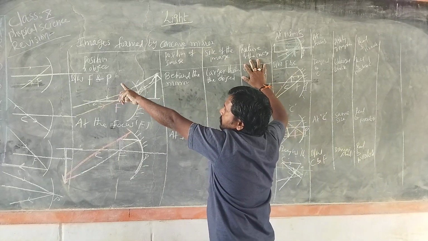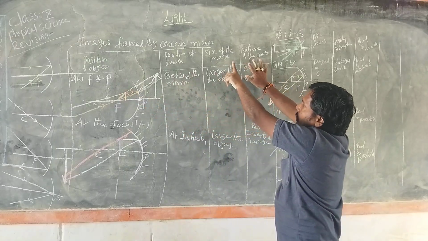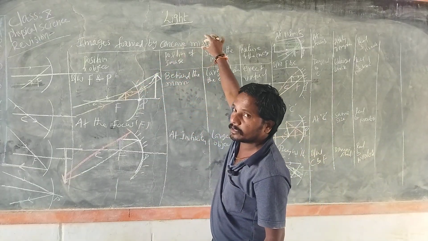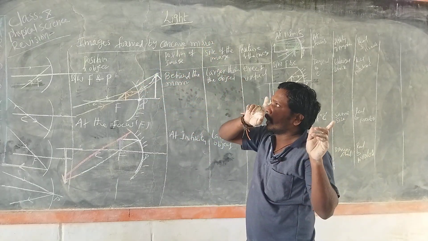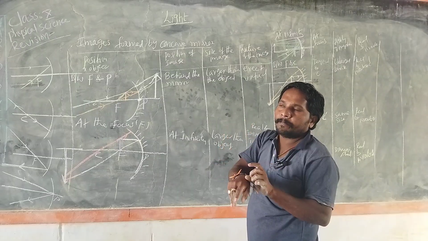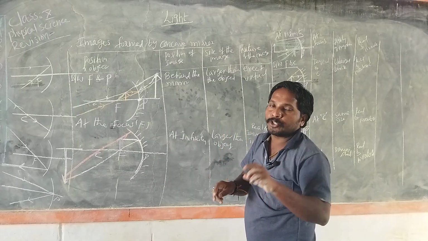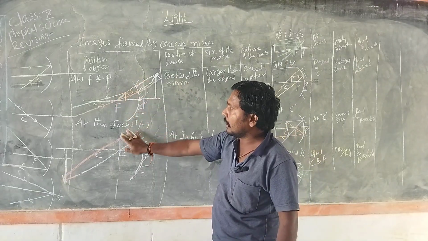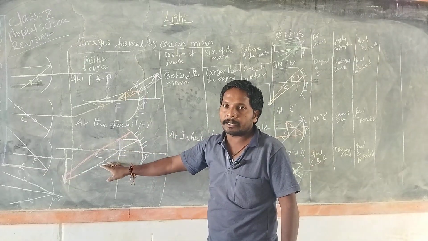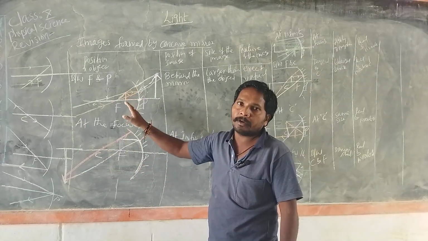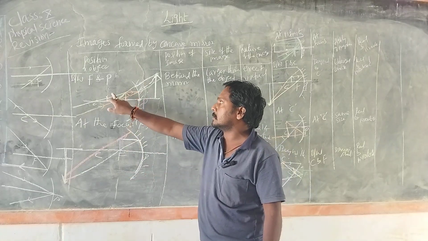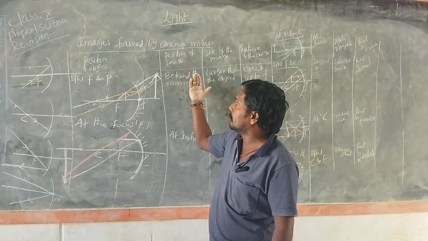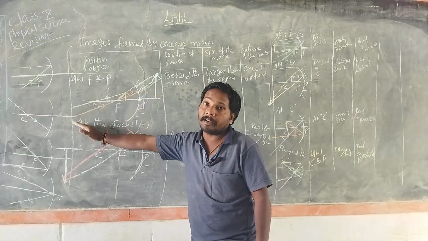Object placed between focus and pole: behind the mirror, larger than the object, erect and virtual image, because all the reflected rays are extended backwards. So a concave mirror forms a virtual image only when the object is placed between focus and pole. In all the remaining cases, real and inverted images are formed, on the screen.